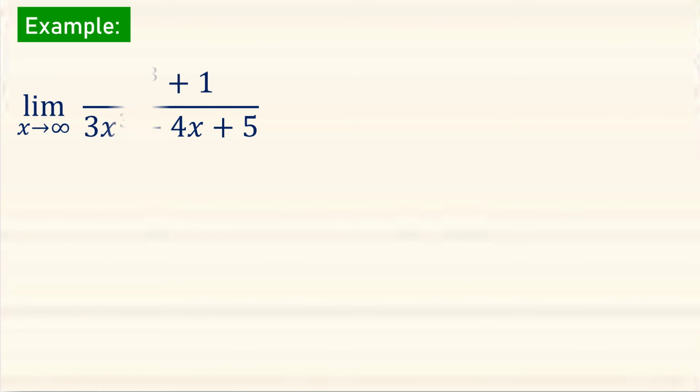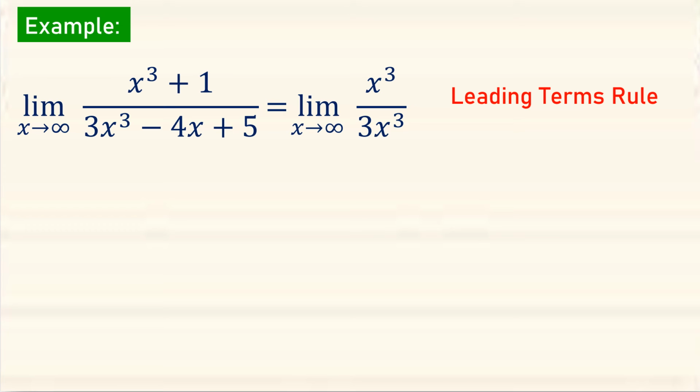So let us have an example. If we have the limit of x to the third plus 1 over 3x to the third minus 4x plus 5 as x approaches infinity, in here we are not going to use the long method anymore, but we are going to use the leading terms rule. In doing this, just concentrate on the leading terms with the highest exponent or power. So we have the limit of x to the third over 3x to the third because they are the leading terms of each of the rational expressions in the numerator as well as in the denominator.